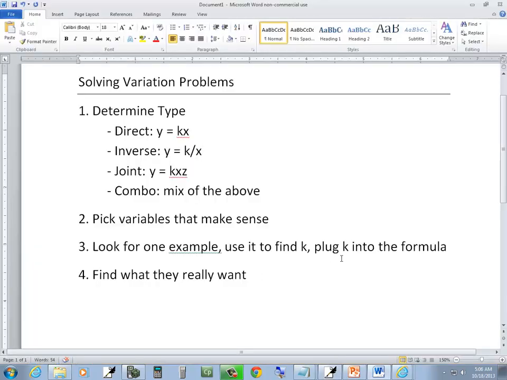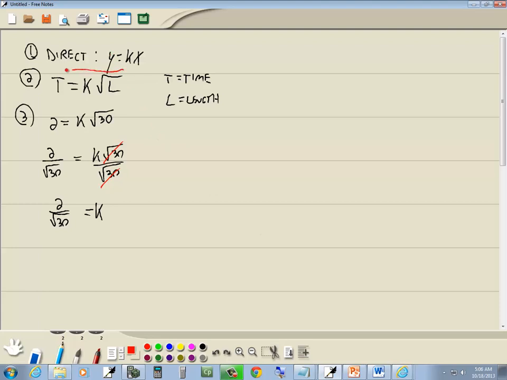Then it says plug K into your formula. Well, the formula I'm referring to is from step 2. So this now becomes T is equal to K times, or wait a minute, we just found K, never mind. I'll wake up here eventually. K is 2 over square root of 30. Square root of L. Okay.